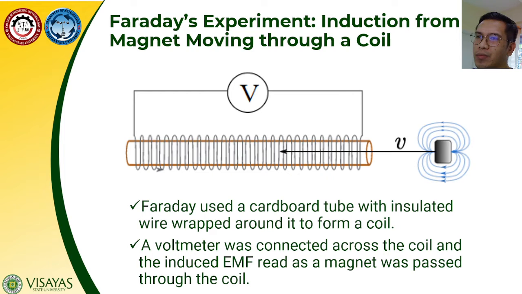During Faraday's time, Michael Faraday made an experiment which led him to the determination of Faraday's law. It is quite simple. We can easily replicate his experiment with little more than household materials. During Faraday's time, he used a cardboard tube with insulated wire wrapped through it to form a coil.